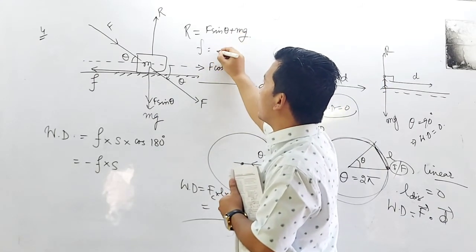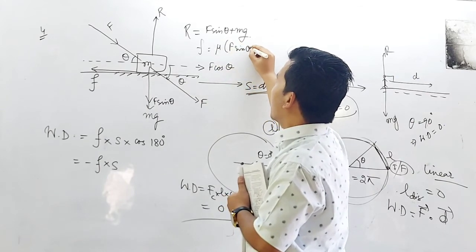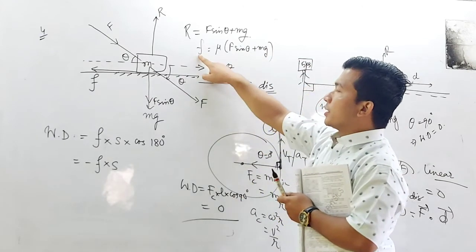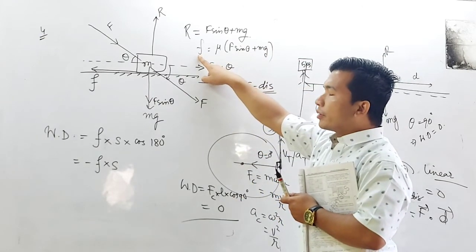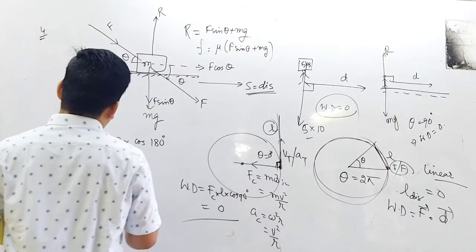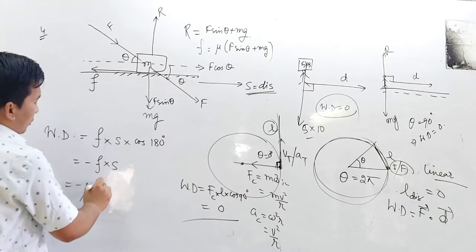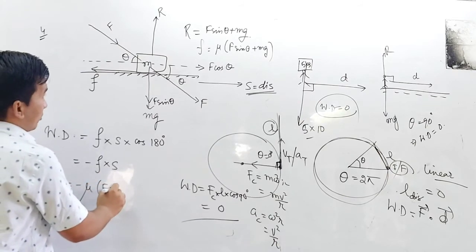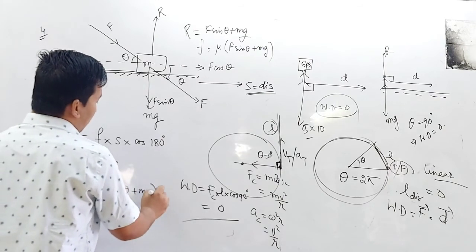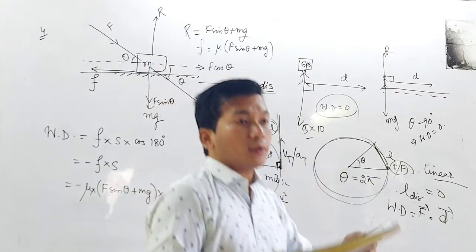Friction force F will be equal to mu times (F sin theta plus mg). Do you understand this step? The friction force will be equal to mu R. So what will be the value of the work done? Minus mu into (F sin theta plus mg) into your displacement S.